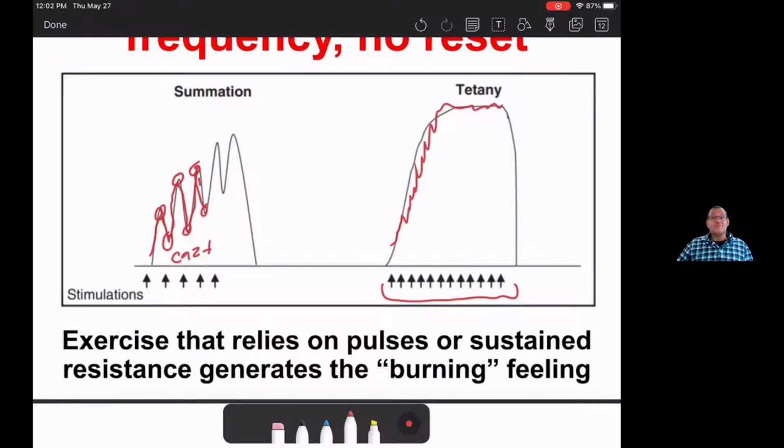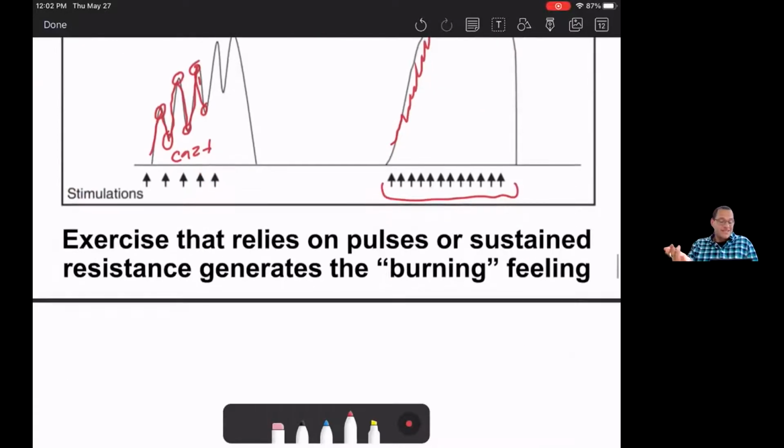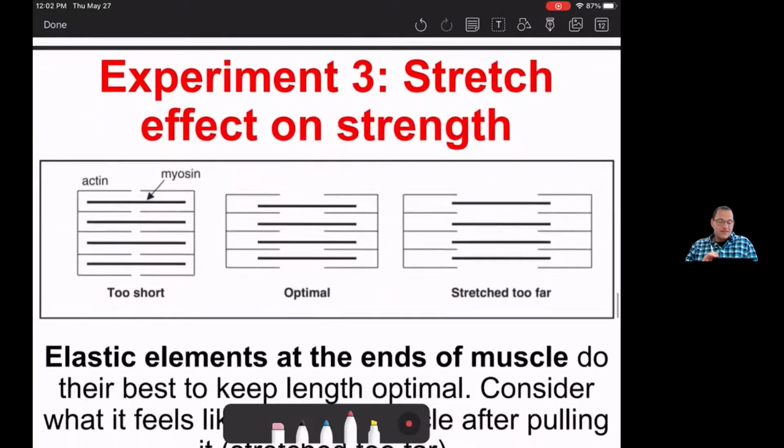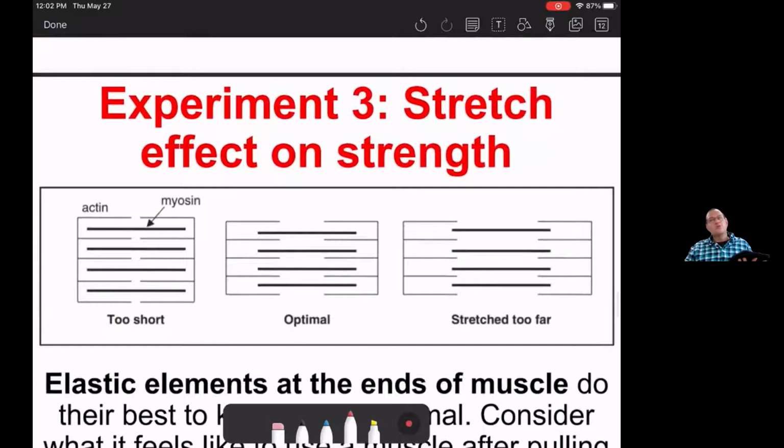Now, like I said, though, tetany and summation are a good way to ramp up muscles, and a very different way to train them too. So for any exercise physiology, that's kind of a cool way to moderate things or change things up.